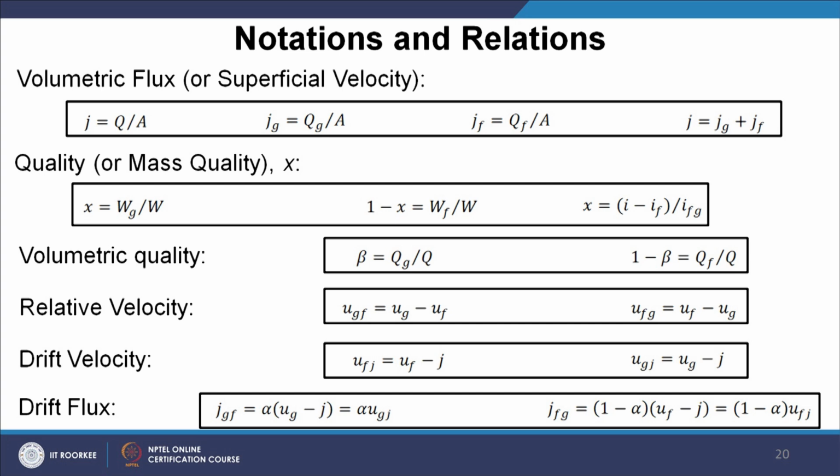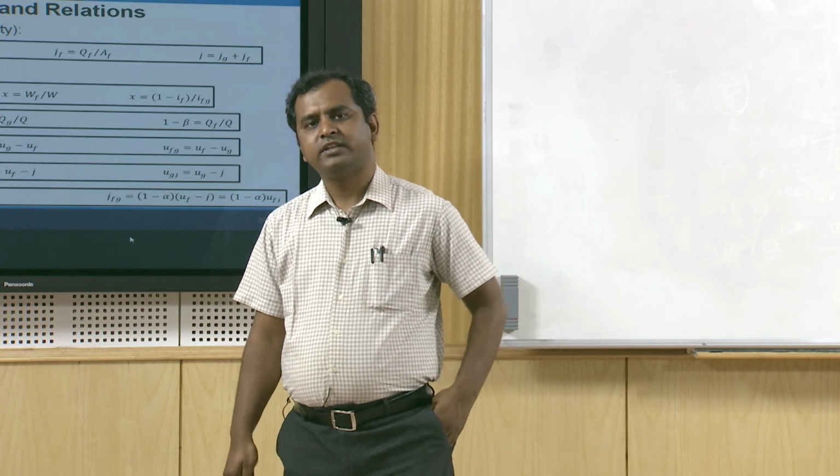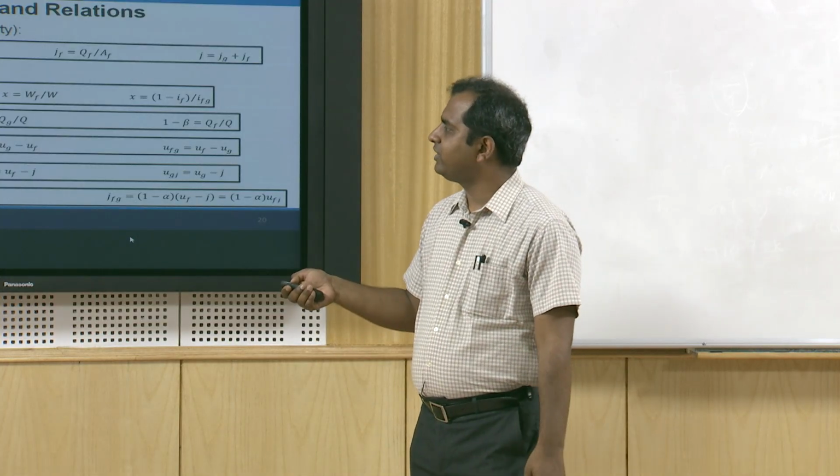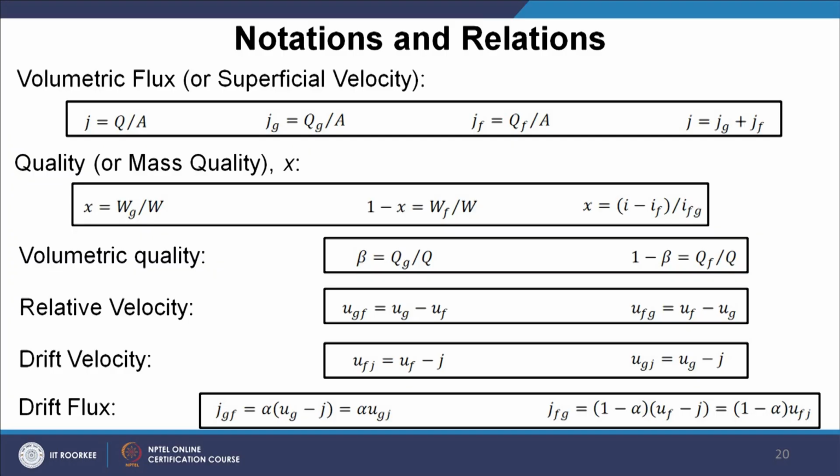In a similar fashion, 1 minus beta can be written as Qf by Q. Now, as it is two phase flow, there will be something called relative velocity. Relative velocity means the velocity between the gaseous phase and the liquid phase. So, what we have done here is define relative velocity as UGF. UGF will be the subtraction UG, gaseous phase velocity, minus UF, and simultaneously we can write UFG, which is the opposite, UF minus UG. So, you can find that UGF is equal to minus UFG, because these expressions have opposite signs to each other.